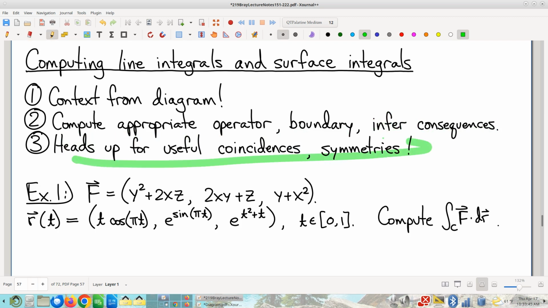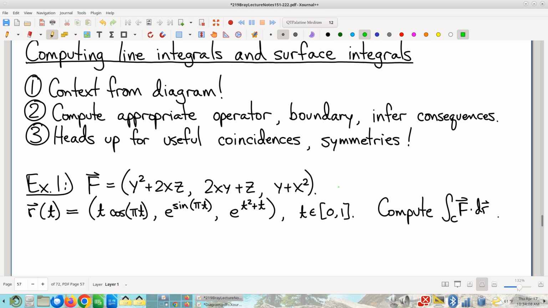And by the way, always keep your head on a swivel. There are wonderful bits of good fortune that show up now and then. Sometimes you get lucky and the resulting integral will have a symmetry. Sometimes there's a geometric coincidence that works out really helpfully. Always heads up. But pick your easiest method and off you go. Okay, so let's see this in action.